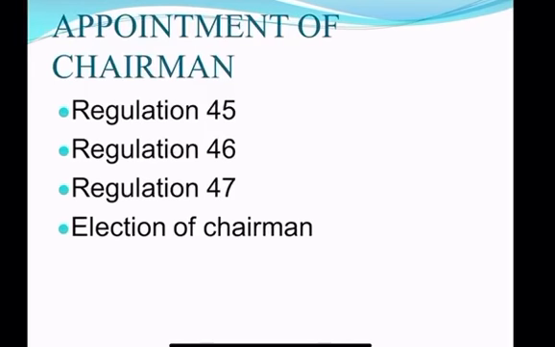Then election of chairman. If the articles of association of a company do not contain any provision for appointment of chairman, such appointment shall be made in accordance with provisions of section 104. Now, what is this section? This section states, members personally present shall elect one of themselves to be the chairman.